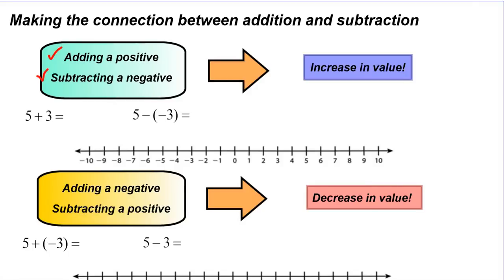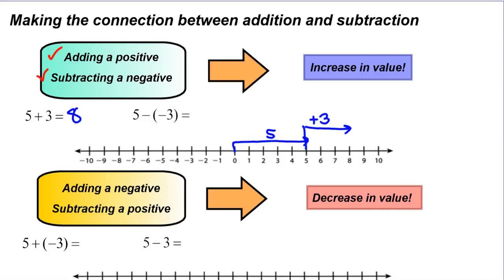So if we look at both of these examples here, 5 plus 3 and 5 minus negative 3 on the number line, we're going to notice that they're identical. When you model these on the number line, they look exactly the same. So if I go 5 plus 3, here's 5, and then plus 3, that's going to give me 8.